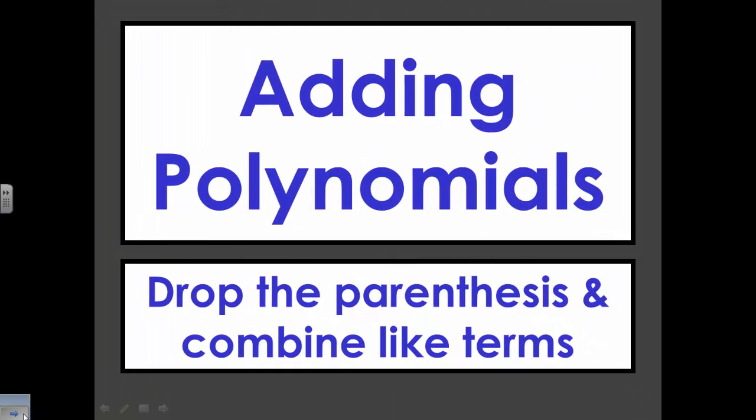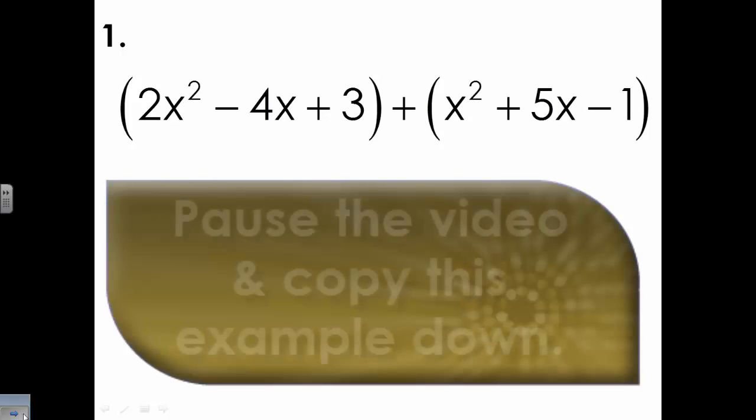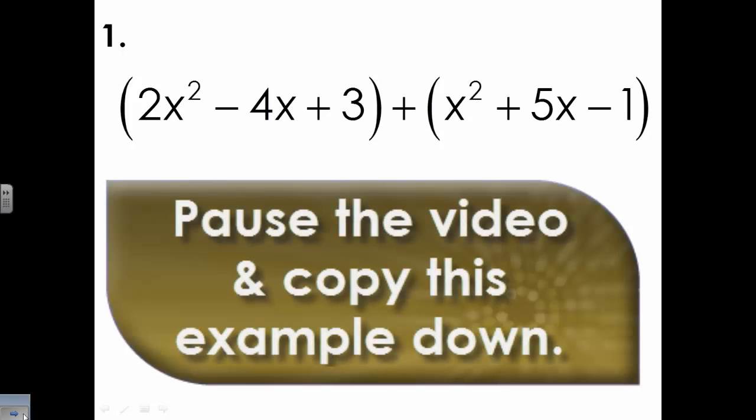First thing we're going to do is take a look at adding polynomials. On these problems, you're going to see them start off with parentheses, but we won't need those parentheses. All we're going to do is combine like terms and write our answer in standard form. Copy this example down.